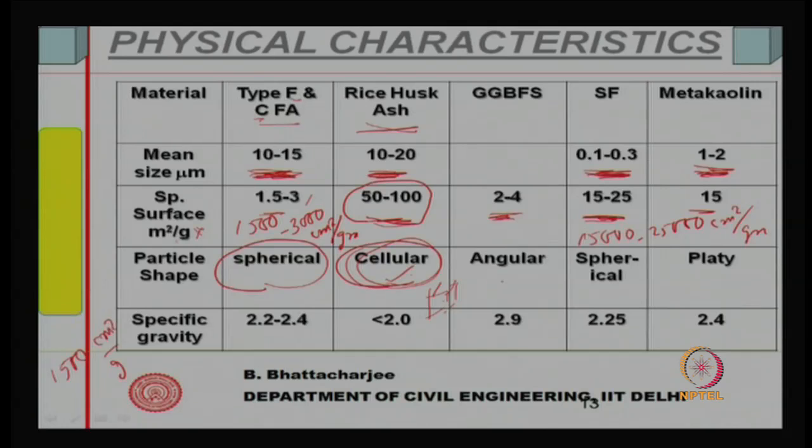GGBFS, ground granulated blast furnace slag, is ground, so the particles are angular in nature. This one is again spherical and these are platy. So, shape-wise, this cellular one shows much higher specific surface. Specific gravity is in a similar range except for GGBFS, which has more lime than any other material. All the others are close to 2, or 2.2, 2.25, 2.4, etcetera, right.